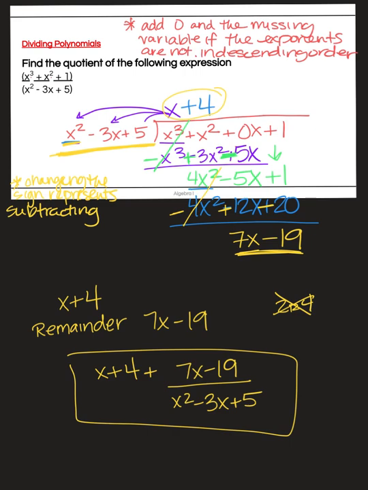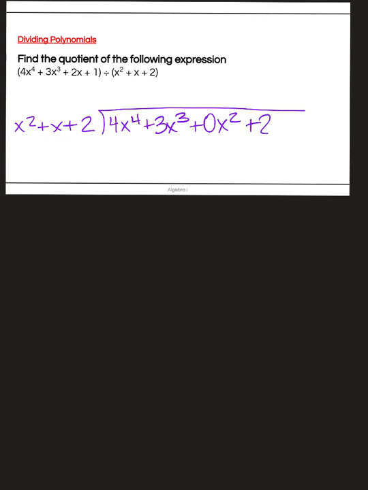So let's try another one, because we're going to keep trying until we have a better understanding. So here we have 4x to the fourth plus 3x cubed plus 2x plus 1 divided by x squared plus x plus 2. All right, so I'm going to take this x squared plus x plus 2 and see how many times it goes into 4x to the fourth plus 3x cubed. Notice I don't have an x squared, so I'm going to have to say plus 0x squared plus 2x plus 1. So now, x squared times what is going to get me 4x to the fourth? It's going to be 4x squared.